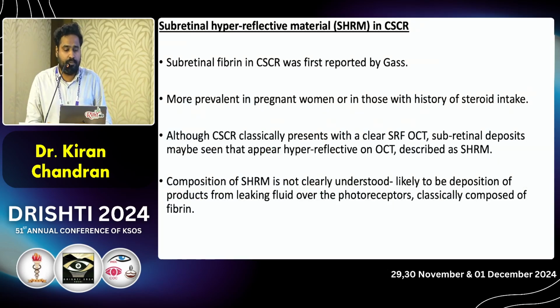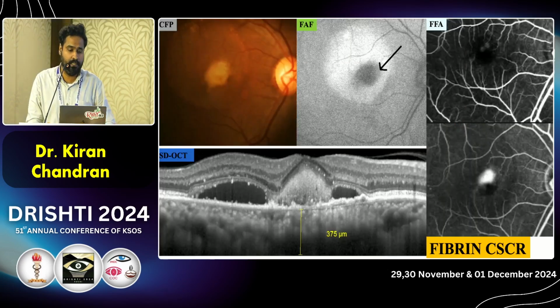Then subretinal hyperreflective material in CSCR was initially reported by Gass and colleagues, and is more prevalent in pregnant women and those with history of steroid intake. The exact material or composition is still not clearly understood, but is likely to be due to proteinaceous materials mainly composed of fibrin. So this is a case of fibrinous CSCR where you can see a subretinal yellowish lesion surrounded by subretinal fluid, and FAF shows hypoautofluorescence corresponding to the lesion due to masking of the background autofluorescence.